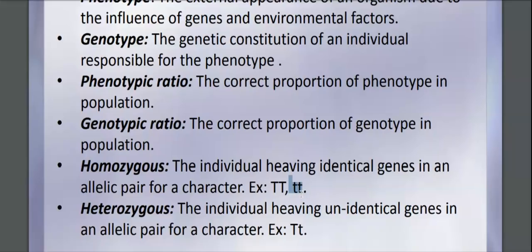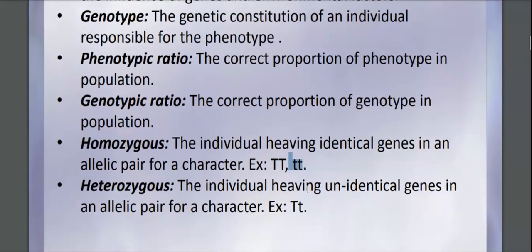So just to make it very clear again, because homozygous and heterozygous will be used very often in this chapter, capital T, capital T refers to a homozygous dominant individual. So this is a tall pea plant which is homozygous, whereas this is a heterozygous tall pea plant because you have two different genes in the pair. And this again is a homozygous dwarf or short pea plant because it has small t, small t. I hope this is clear.